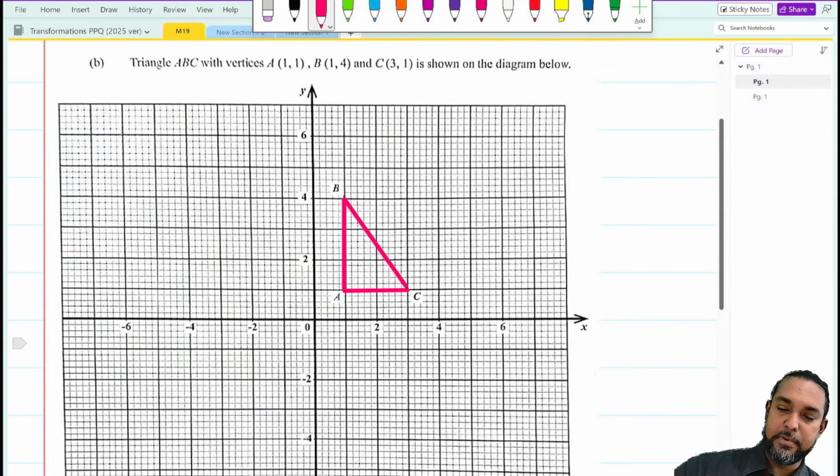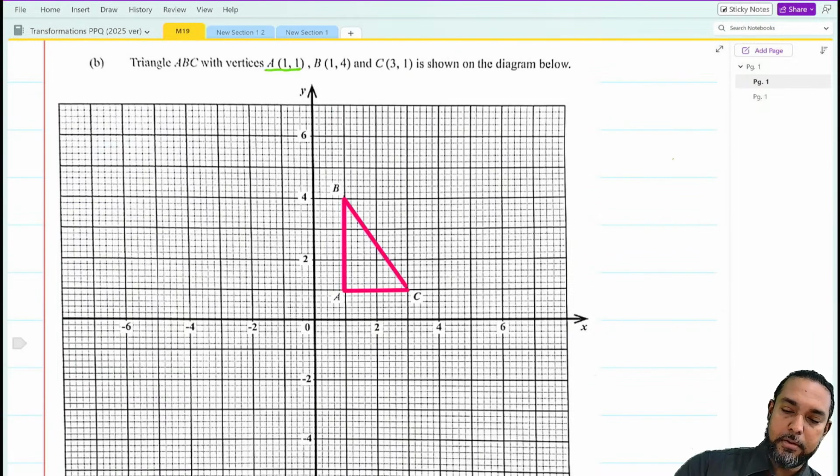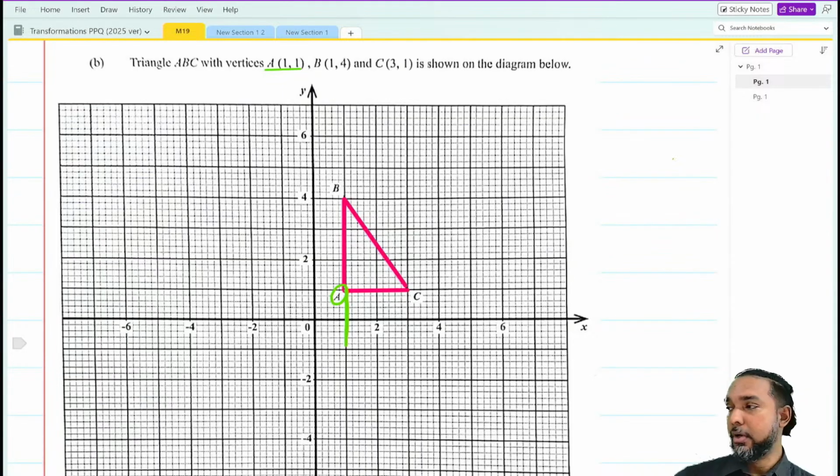Right, and now let's get some other colors going here as well, right? Sorry, that's the vertex. So the vertex is where 2 of the edges or 2 of the sides meet. So that's A here. So the coordinates here would be, if you go down to the x-axis, that's halfway between 0 and 2.